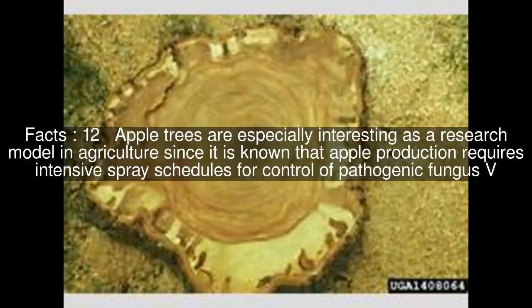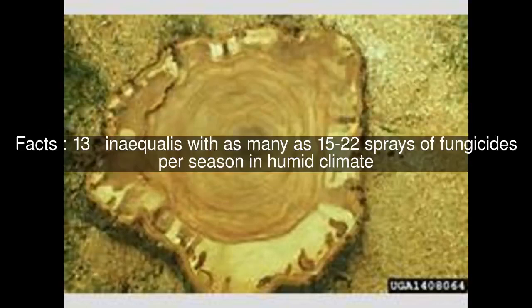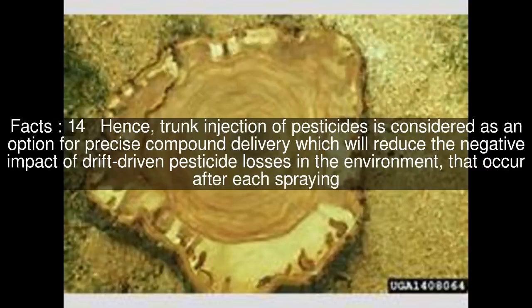Apple trees are especially interesting as a research model in agriculture since it is known that apple production requires intensive spray schedules for control of the pathogenic fungus V. inaequalis, with as many as 15 to 22 sprays of fungicides per season in humid climate. Hence, trunk injection of pesticides is considered as an option for precise compound delivery which will reduce the negative impact of drift-driven pesticide losses in the environment that occur after each spraying.